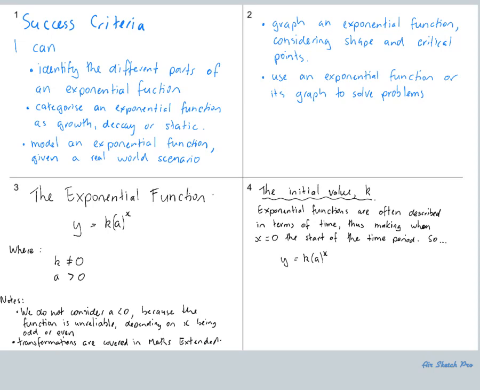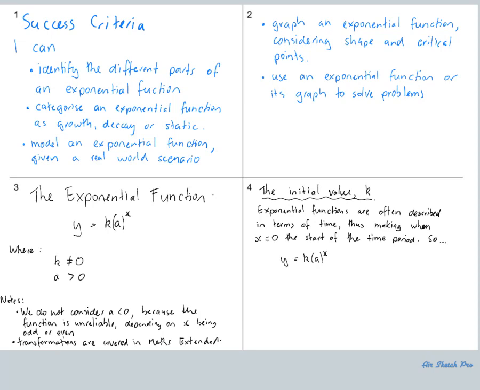There's a little note down the very bottom which says transformations are covered in Maths Extended. There is a little transformation here: k is actually a transformation. The parent graph is actually y equals a to the power of x. Transformations like 3 times 2 to the power of (6x minus 1), plus 4, are transformations of this basic graph. You will cover it in Maths Extended, but not in this part of the course.